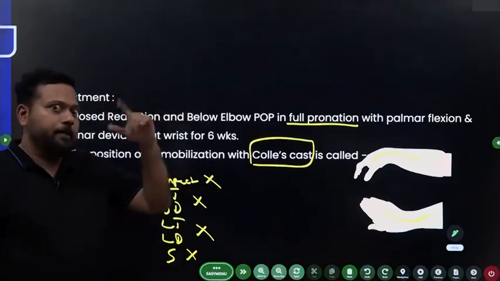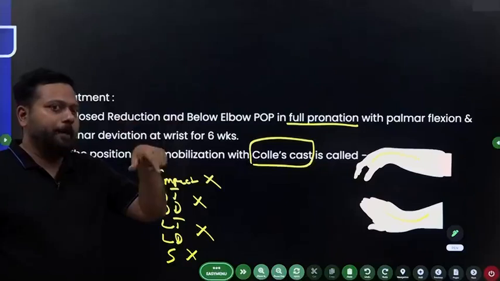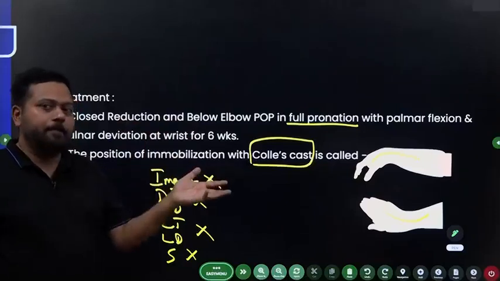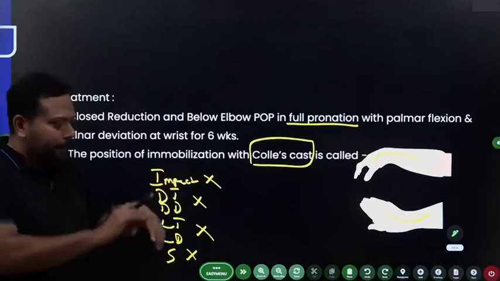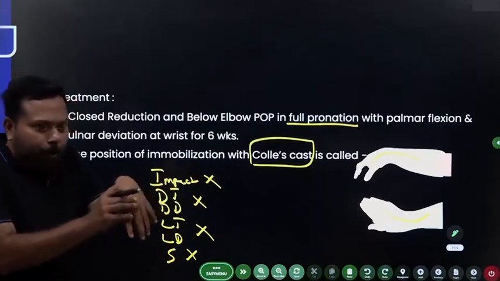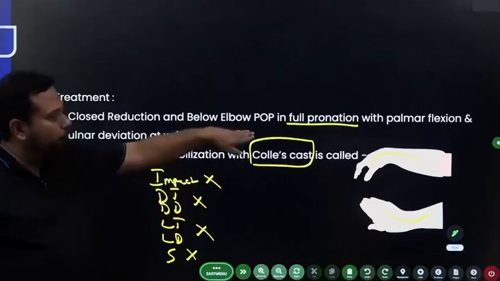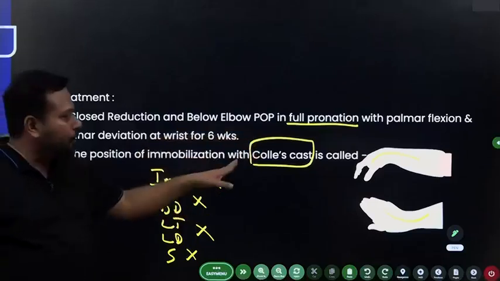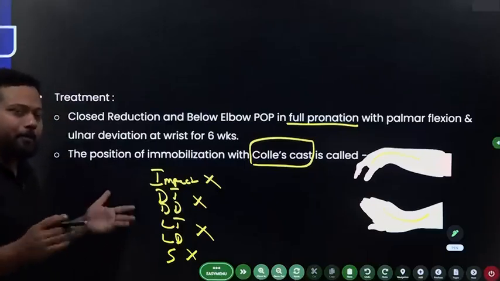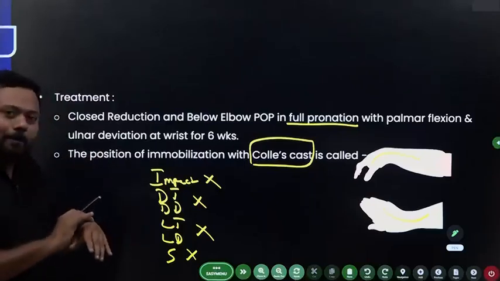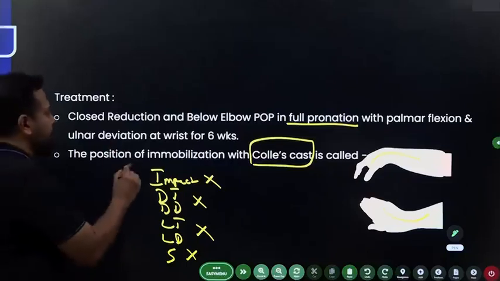So, what are the 6 components of Colles? DILS: dorsal tilt, dorsal displacement, impaction, lateral tilt, lateral displacement, supination. All these things are countered or neutralized by traction, putting in full palmar flexion, ulnar deviation, and full pronation. This is called Colles cast. All the displacements are neutralized, so it will heal in a good anatomical reduction.